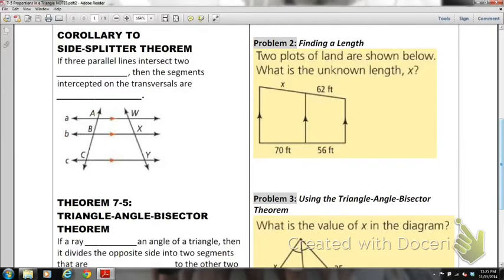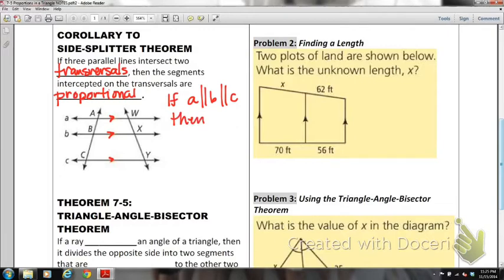There's a corollary to the side splitter theorem that says if three parallel lines intersect two transversals, then the segments intercepted on those transversals have to be proportional. Remember, a transversal is just a line that intersects two other lines in two distinct points. So here we have three parallel lines.